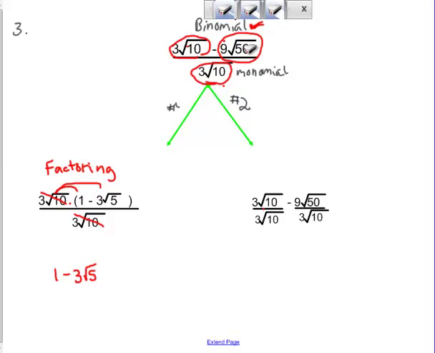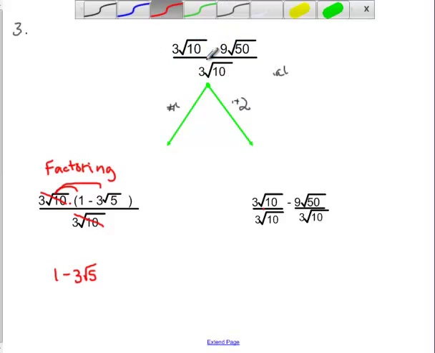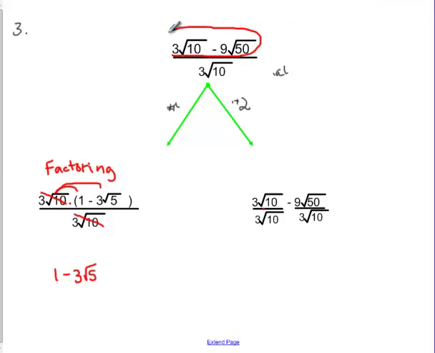See, what it's saying over here is it's saying all of this has to get divided by 3 radical 10. And now that makes it real simple. 3 radical 10 divided by 3 radical 10 is 1. If I apply my division rules, let's do the coefficients first. 9 divided by 3 is 3. Let's do the radicals next. Radical 50 divided by radical 10 is radical 5. And look, same answer.